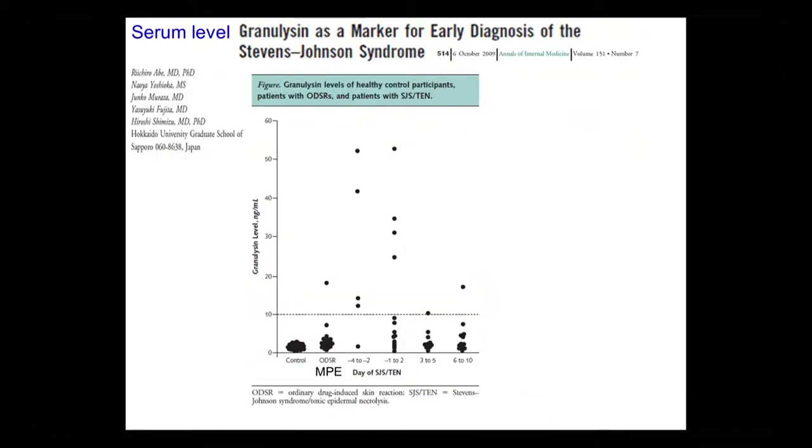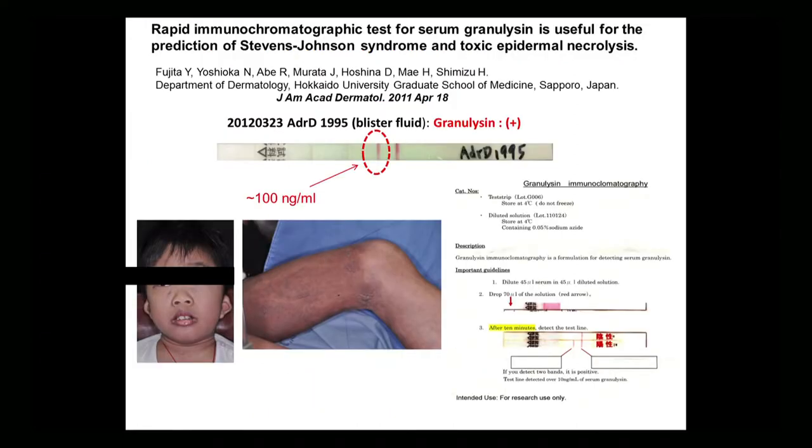There is some research showing that granulysin can be detected in the very early stage of Stevens-Johnson syndrome, but cannot be detected in general mild skin drug reactions. So now there is a rapid diagnosis kit. It can rapidly diagnose Stevens-Johnson syndrome by using the kit.